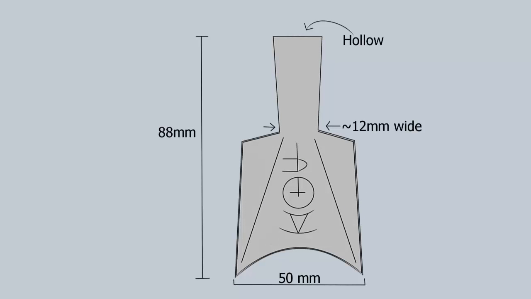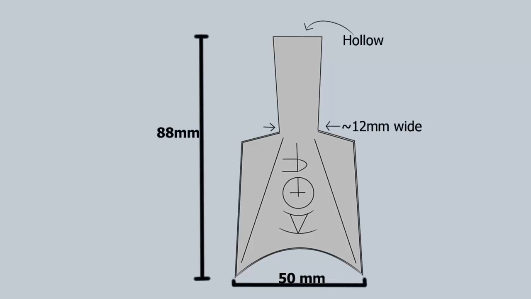The coin I'll be recreating is a spade coin that dates back to the Zhou dynasty, around 400 BC. Its dimensions are approximately 88 millimeters tall and 50 millimeters wide.